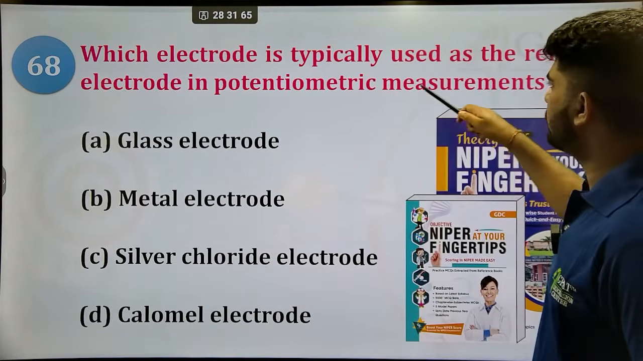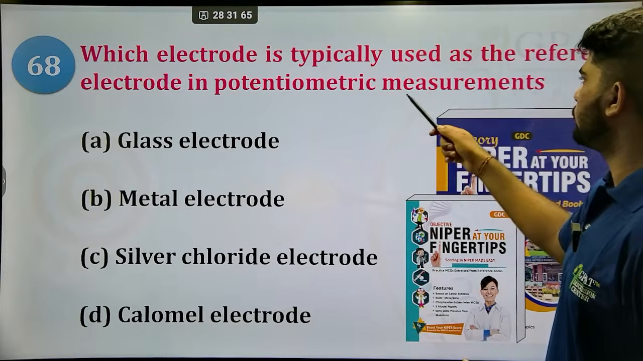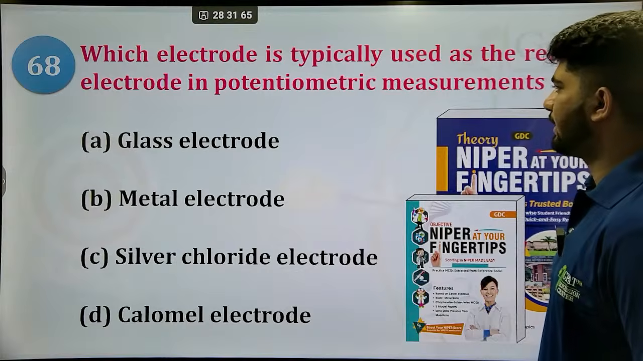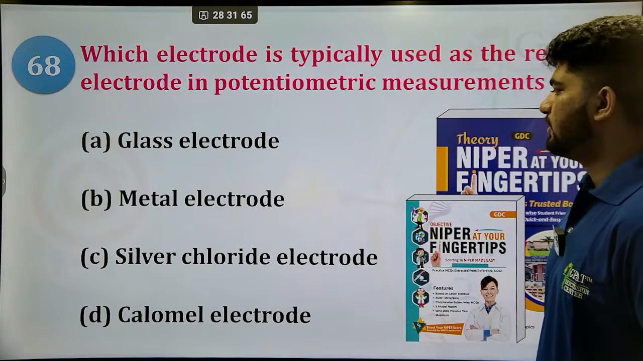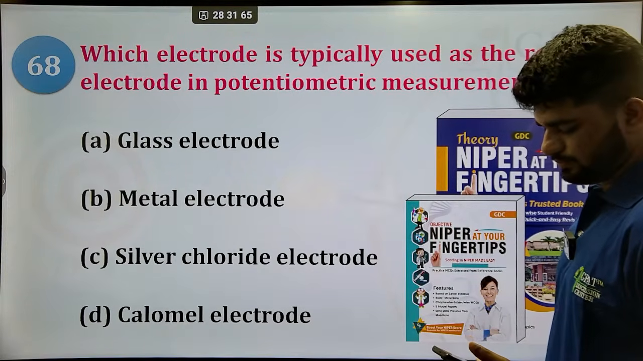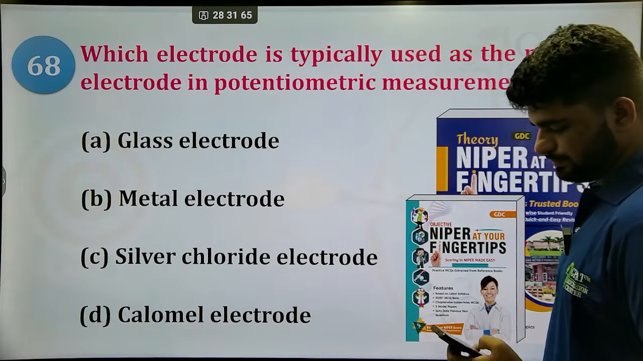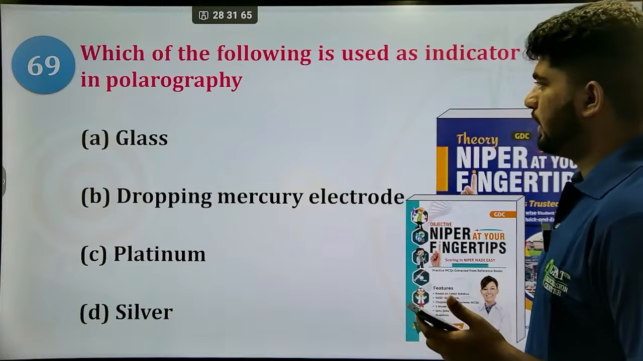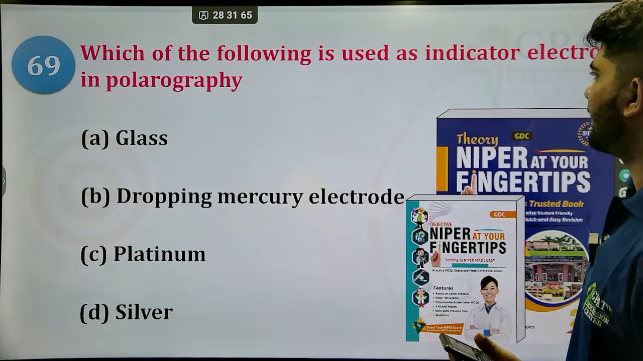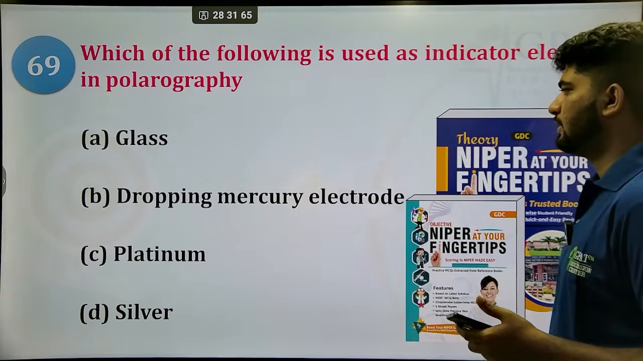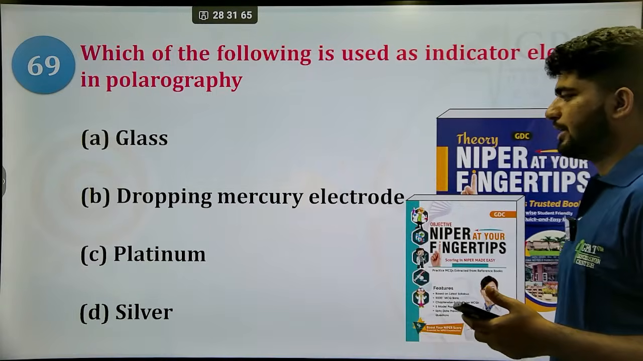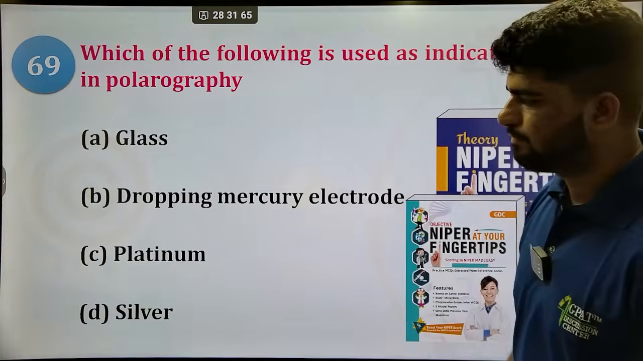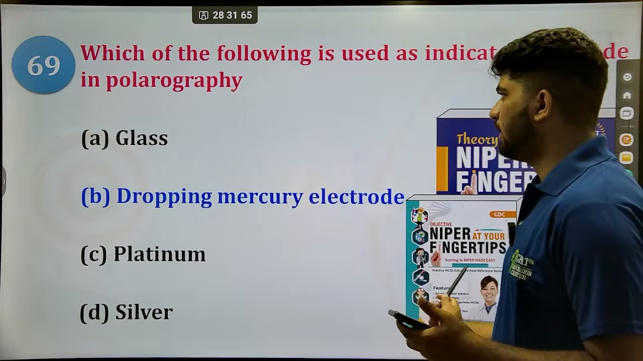Okay. Now, which electrode is typically used as a reference electrode in potentiometric measurements? Reference electrode in potentiometry: glass electrode, metal electrode, silver chloride, or calomel electrode? That is your calomel electrode. Which of the following is used as indicator electrode in polarography? Glass, dropping mercury, platinum, or silver? Anyone? That's your dropping mercury electrode.